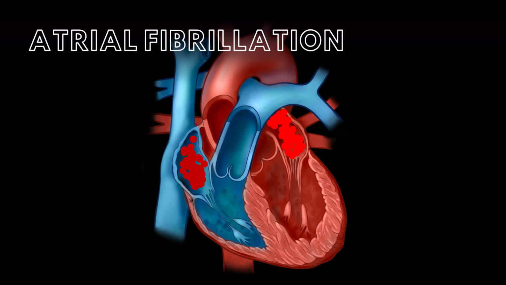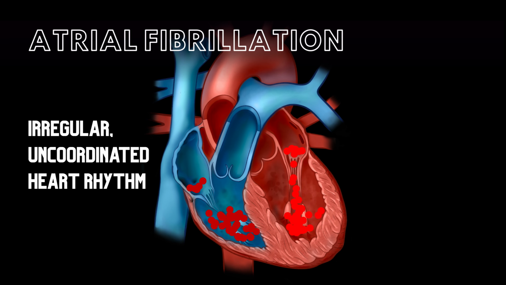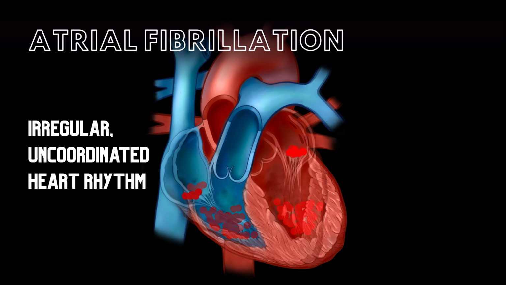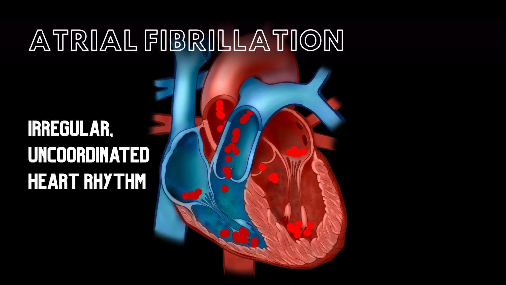Atrial fibrillation, also known as AFib, is an irregular, uncoordinated heart rhythm. When atrial contractions are out of sync with ventricular contractions, the chambers don't empty and fill properly, and less blood is pumped out to the body.